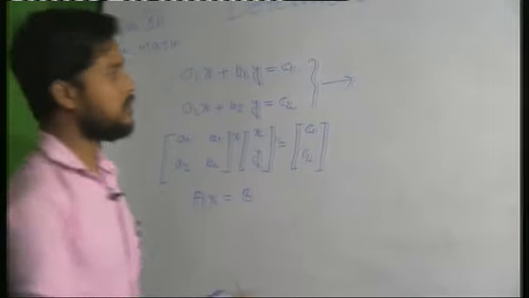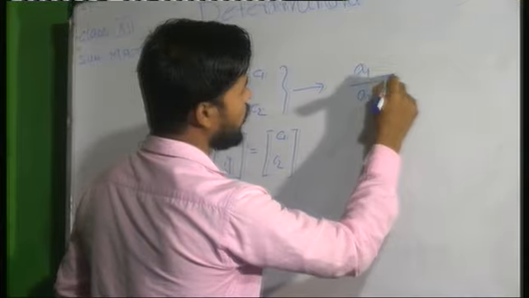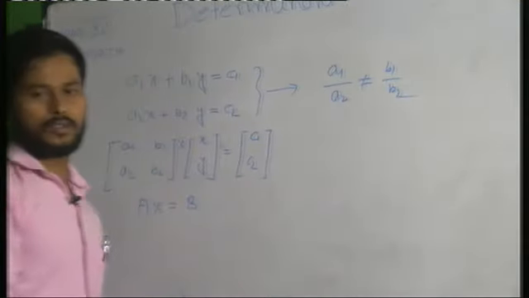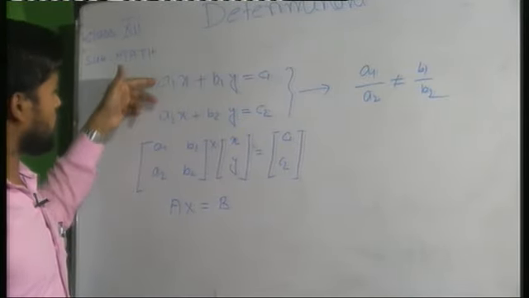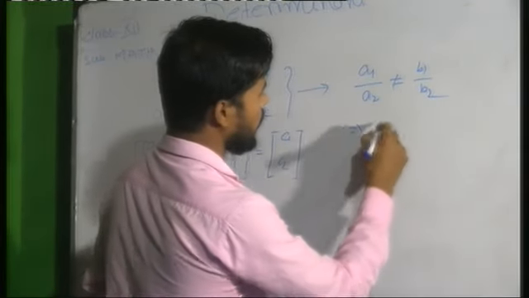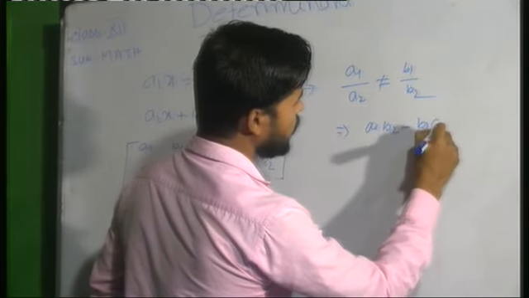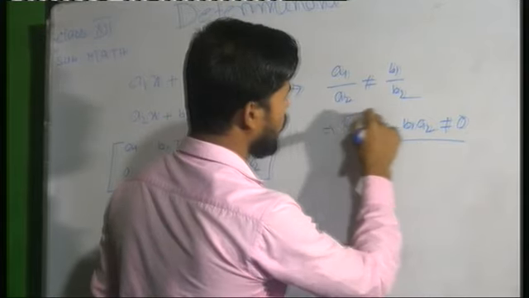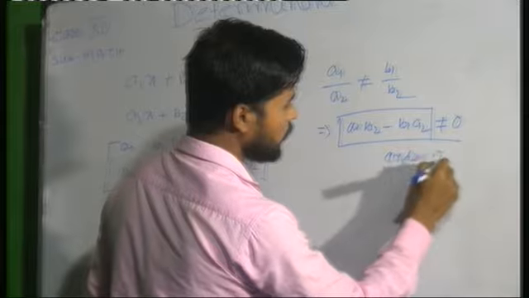Now we know from class 10 that this type of equation possesses a unique solution or no solution according to the condition a1 by a2 not equal to b1 by b2. Means if a1 by a2 is not equal to b1 by b2, then the set of these two equations possesses a unique solution. That means a1 b2 minus b1 a2 is not equal to 0. This term is called a determinant of order 2.